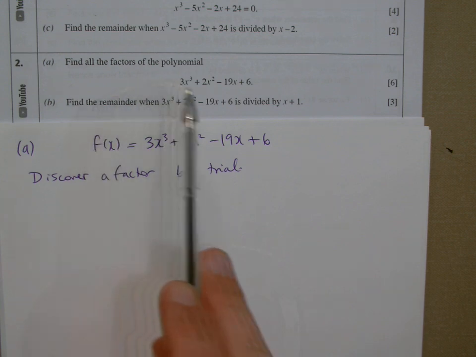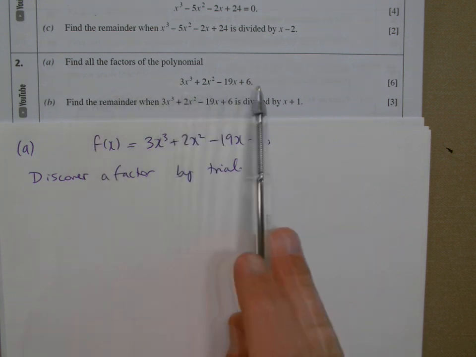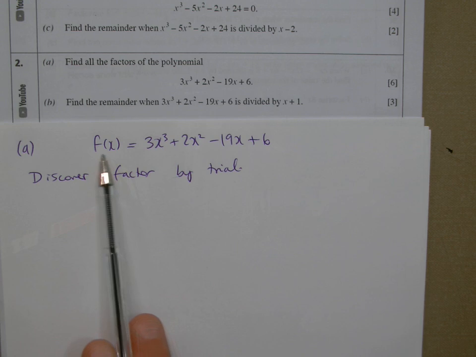Okay, find all the factors of the polynomial. So you've got your polynomial here, right? I've written it here now as f of x equals, because it is a function of x.